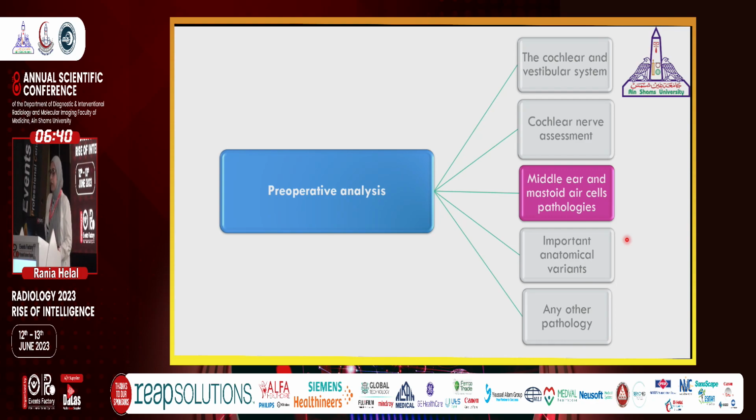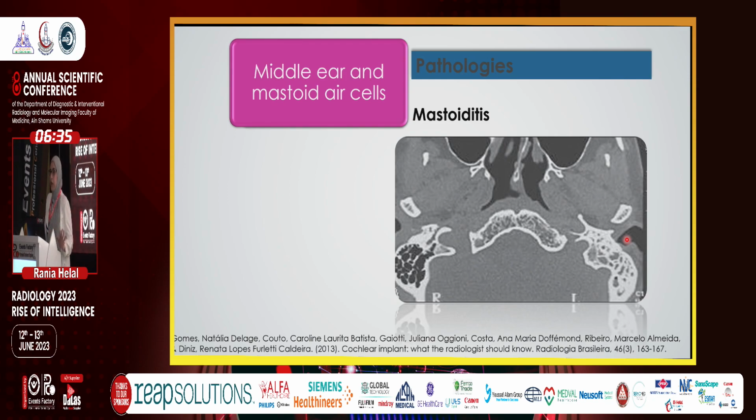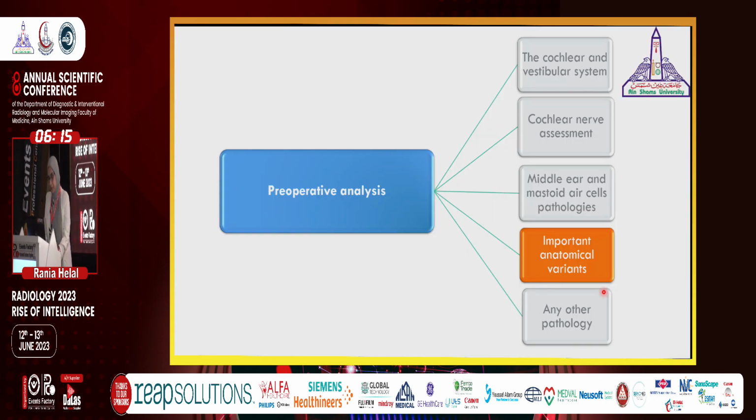Then we have to look for middle ear and mastoid air cell pathologies. Okay, this is not part of the sensory hearing loss pathology, but the surgeon enters the inner ear through the middle ear. So if there is infection, if there's mastoiditis, if there is any fluid in this part, you have to report it because the surgeon will need this information. Here's an example of mastoiditis in a case for preoperative assessment for cochlear implant.